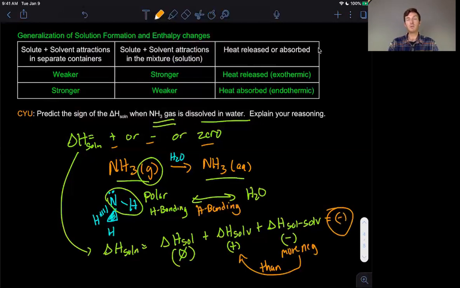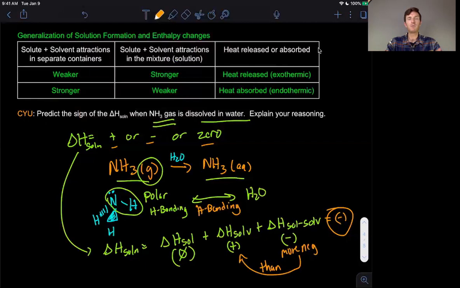And we would notice that this would be the case for most gas molecules, because we don't have to break those molecules apart. They're already in the gaseous phase. We're just going to add them, form these new attractions that weren't present before, and we're going to have the release of energy, especially if we have something like ammonia that's forming these really strong hydrogen bonds between ammonia molecules and water molecules. And because of that, we're going to release heat as that happens.